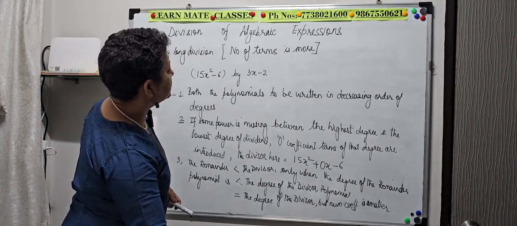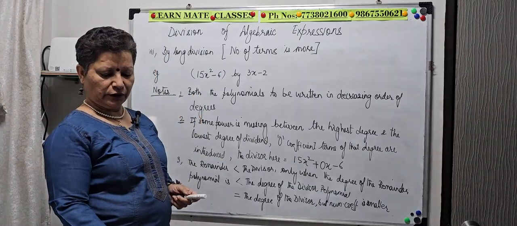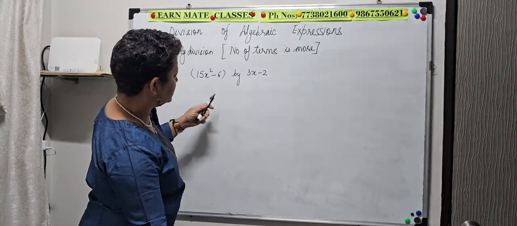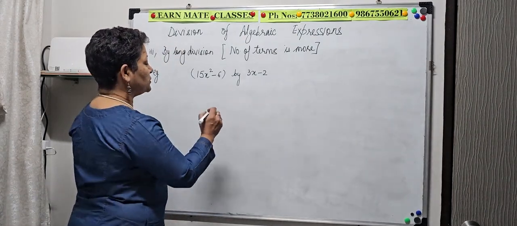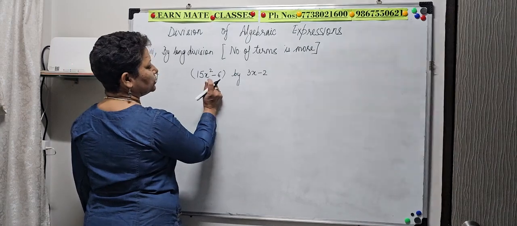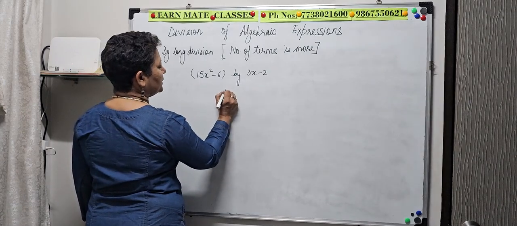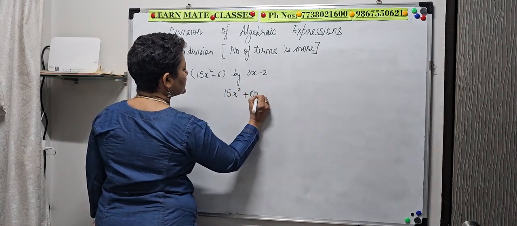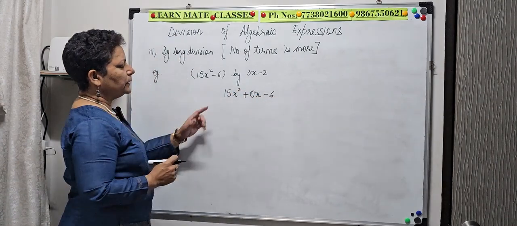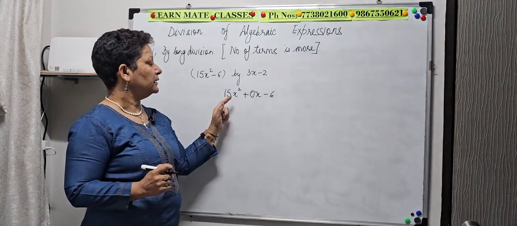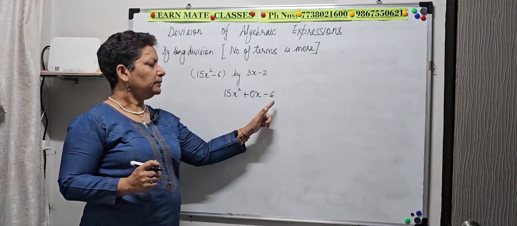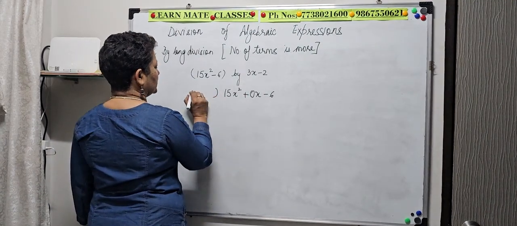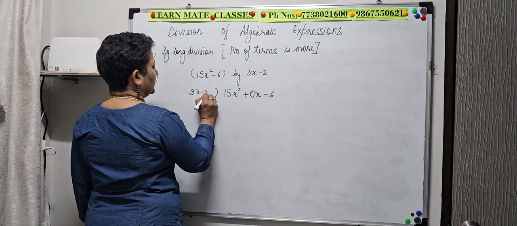And hereafter we are going to be taking this example on a fresh board, right? So the sum for you on the board is 15x square minus 6 divided by 3x minus 2. As we said, we are going to put in a 0 term. So my dividend then finally is going to be 15x square plus 0x minus 6. Also they are in decreasing order of powers, a square term, a power 1 term and a power 0 term. This needs to be divided by this particular polynomial, which is 3x minus 2.